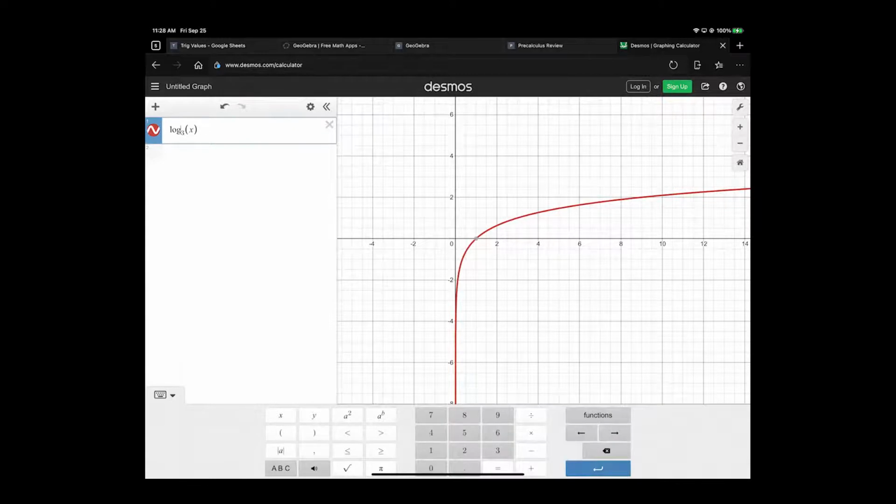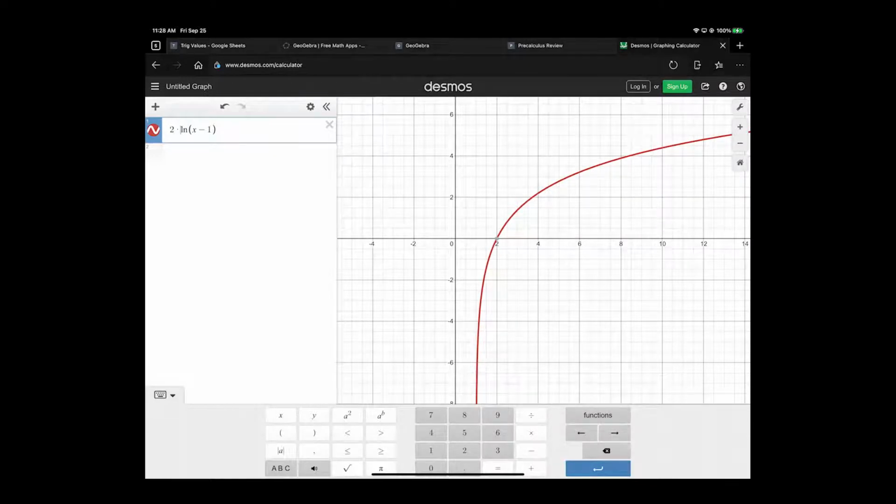Or you could do ln of x. Desmos will just show you immediately what the function looks like, right? You can try to fiddle around with it. What happens if I subtract 1 or multiply it by 2 or something, right? So you can use Desmos for a lot of these activities, right?